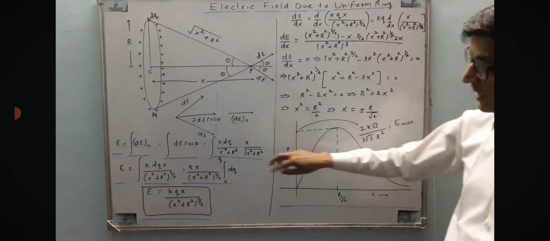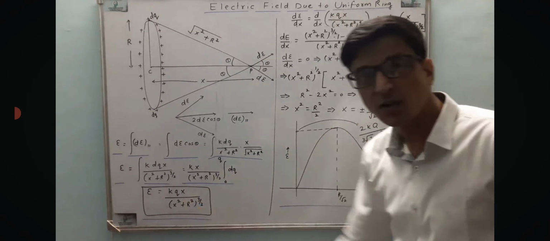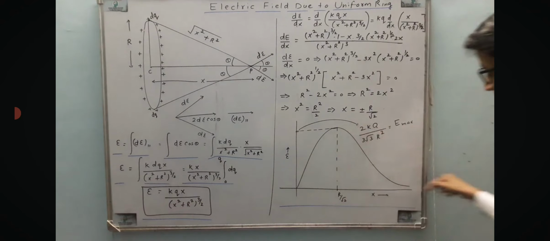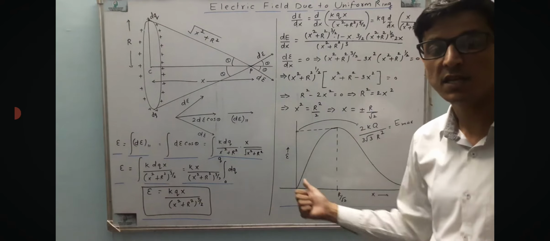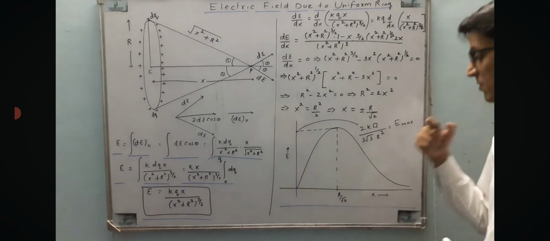And when x tends to infinity, this term will dominate and the electric field will tend to 0. So it will have a horizontal asymptote at x tending to infinity. So this will be the shape of the graph.